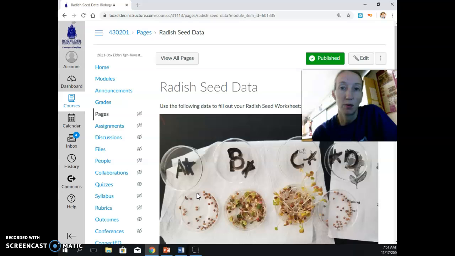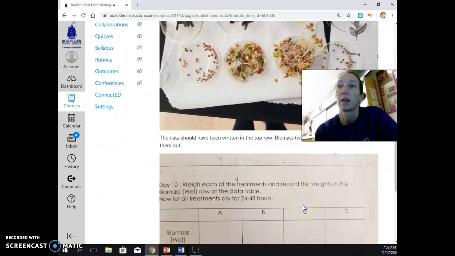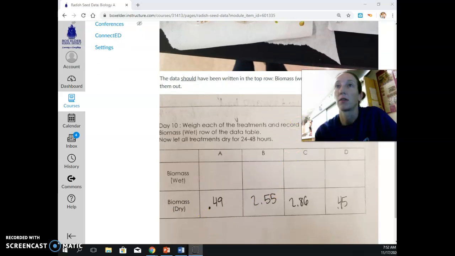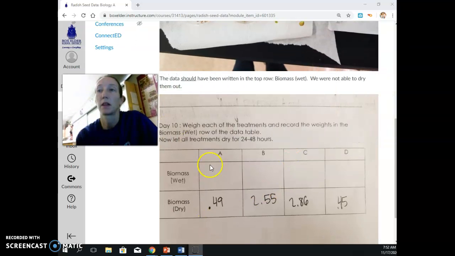So treatment A was sunlight but no water. Treatment B was sunlight and water. Treatment C was water but no sun. And then treatment D, this one was no water, no sun. Okay. And you come down here, and then here is the data.